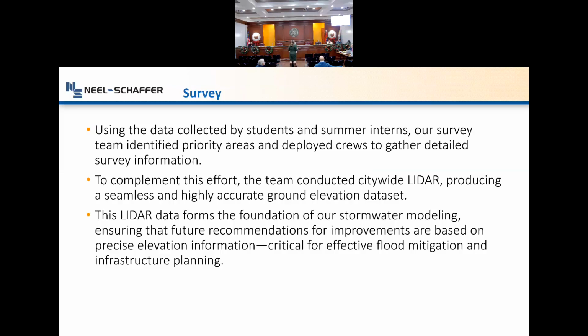So we took all this and we said, there are some areas where we still don't understand what's going on. So we sent survey crews out, and they were able to go to priority areas and areas that have a known history of flooding. And they were able to gather much more detailed survey data.